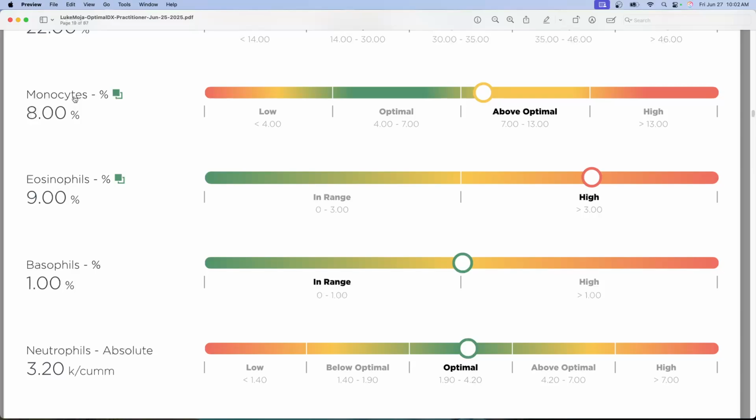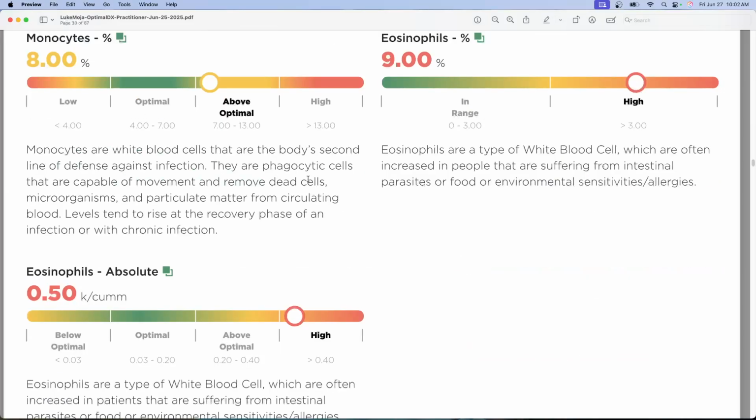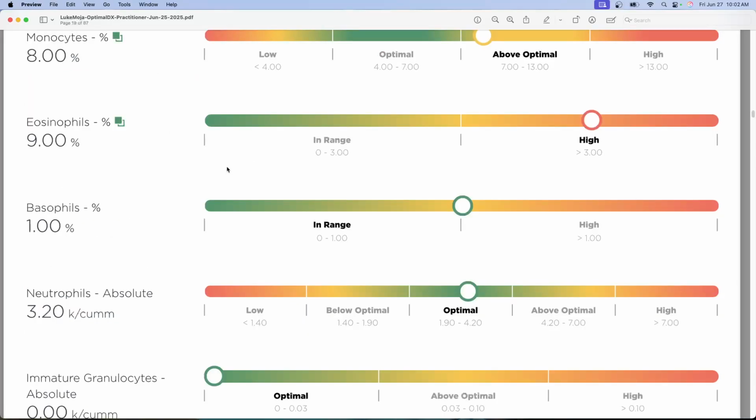Monocytes are another type of white blood cell that can be affected by infections and things like that. So that may be high in a situation with parasitic infection or some other type of infection. You can see your levels tend to rise at the recovery phase of an infection or with chronic infection. It can also be an indicator of parasites, like we were talking about.